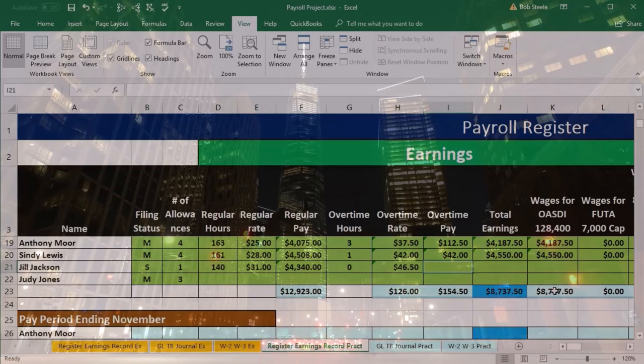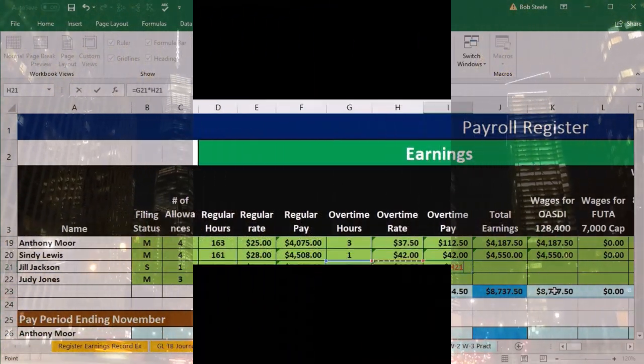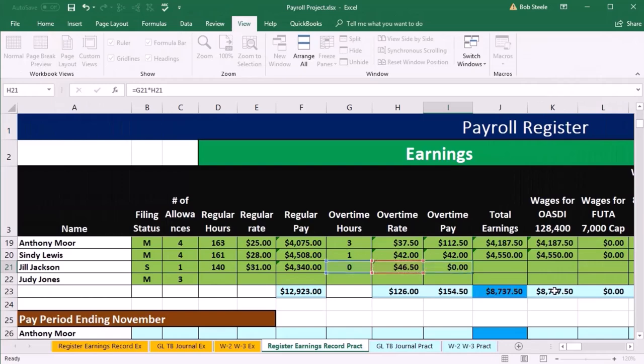Overtime pay then equals left, left to the 0 times left once to overtime rate, tab. Total earnings equals left, left, left, left, the regular pay times left once, the overtime pay, tab. Again, something went wrong there. Let's do that again.